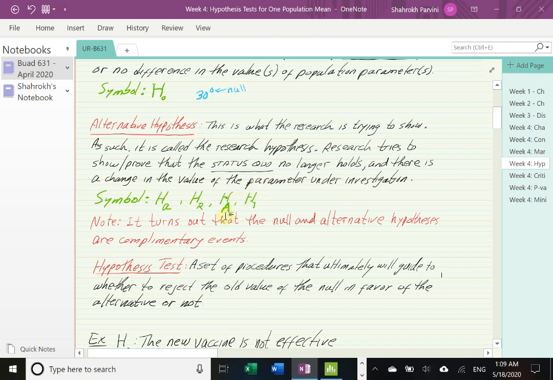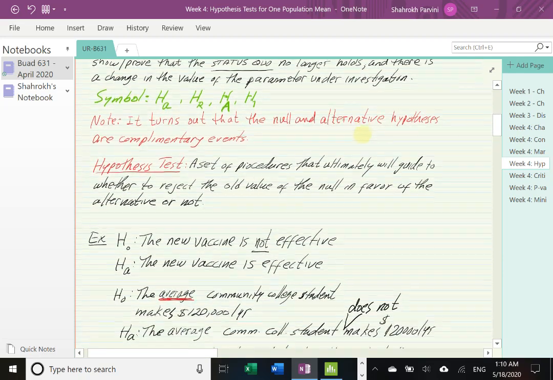Now, symbolically, we have different subscripts here. Little a, cap A, both of those mean alternative. Subscript R here means research. And for those that think of the subscript on the null as 0, well, they can think of this as a 1, which it is, a 1 here. Now, keep in mind the null and alternative are complementary events, so they're always going to be complements of each other. Now, what is a hypothesis test? A hypothesis test is a set of procedures that eventually will lead to a rejection or non-rejection of the status quo.